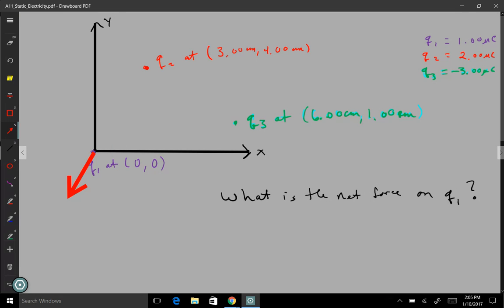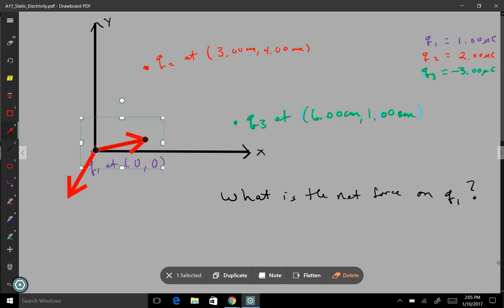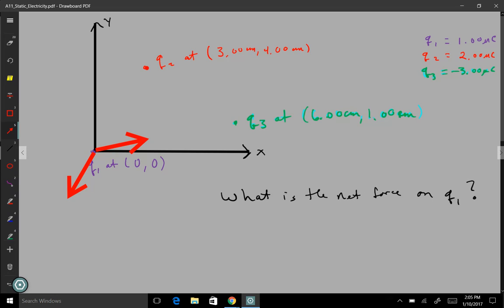And then my second one, Q3. Is Q3 going to be an attractive or a repulsive force? Attractive because? Opposite signs and opposites attract. So it's going to be going like this. Now, of course, realistically, I would like my arrows to be roughly the right length, but I haven't done any calculations, so I don't know what the right lengths are. I just put the directions in there. So I will label these force of 2 on 1 and force of 3 on 1. So I have those two forces.